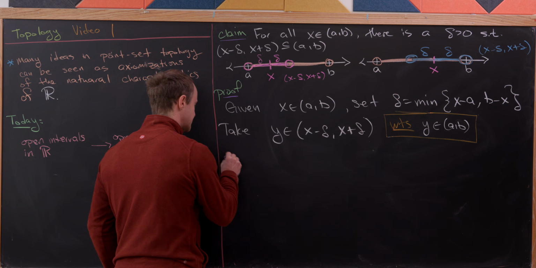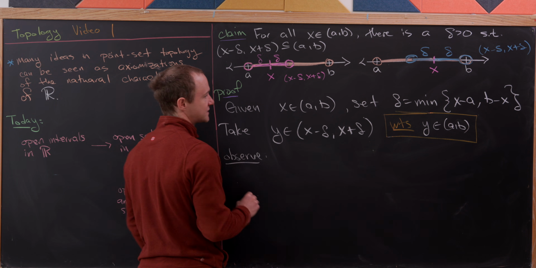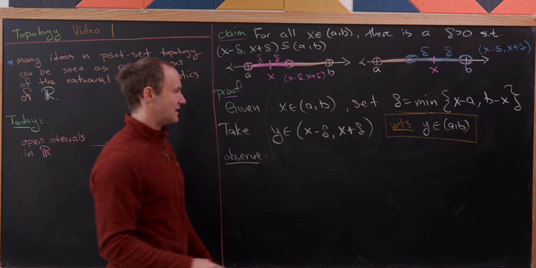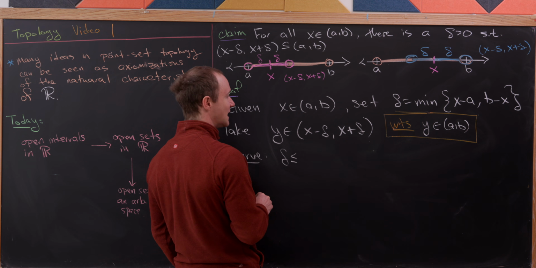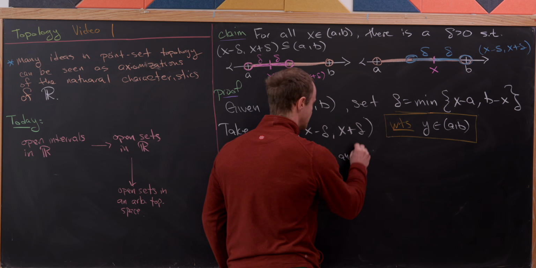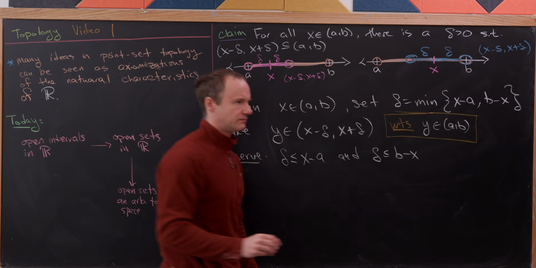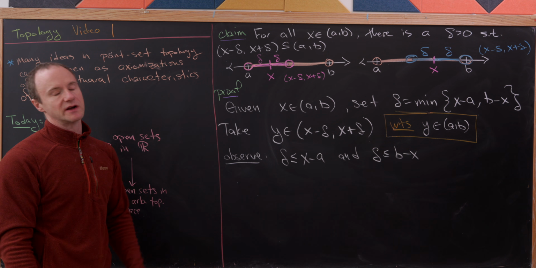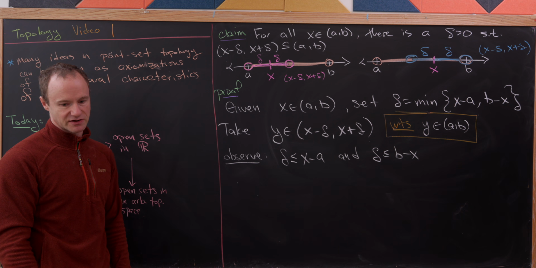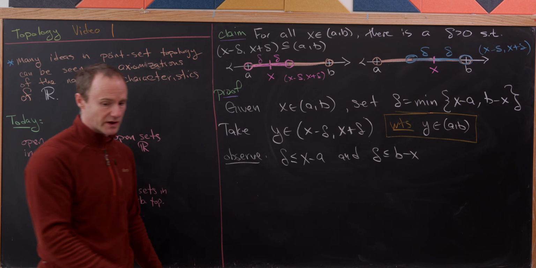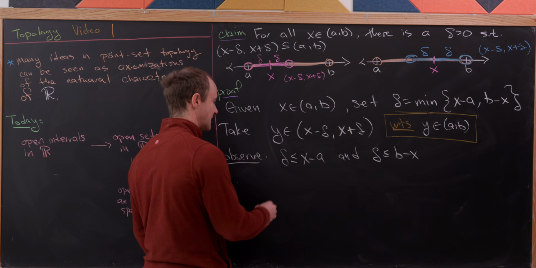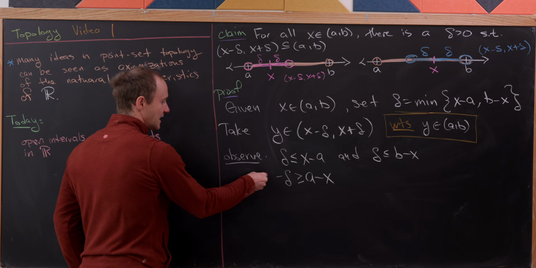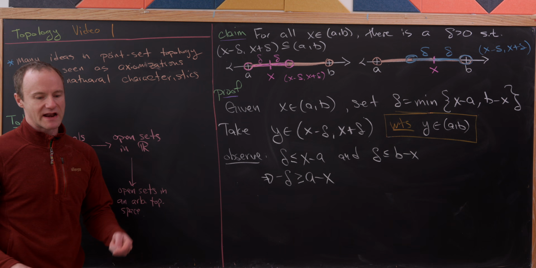Okay, so now let's observe the following first, based off the fact that delta is the minimum of those two. Since delta is the minimum of those two, it's going to be less than or equal to both of them. That's just very quickly from the definition of the minimum. So that means delta is less than or equal to x minus a, and delta is less than or equal to b minus x. Well, if delta is less than or equal to x minus a, that means minus delta is bigger than or equal to a minus x, just by negating. And this inequality is what we're going to need to really write everything down.